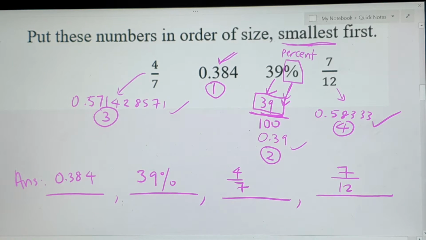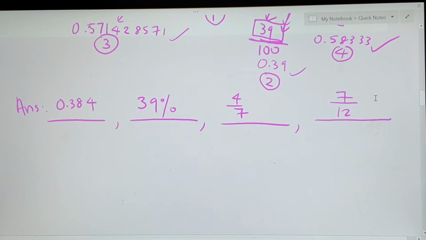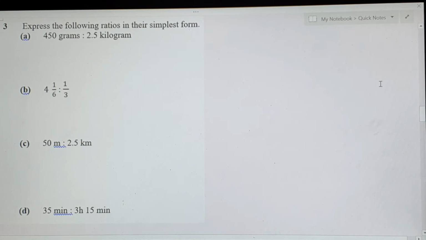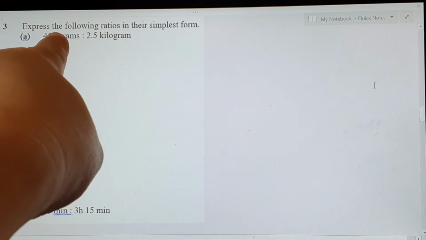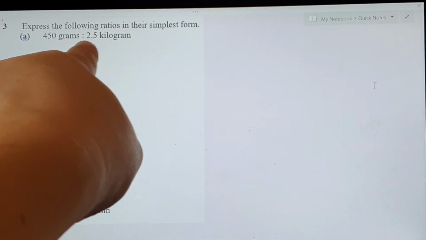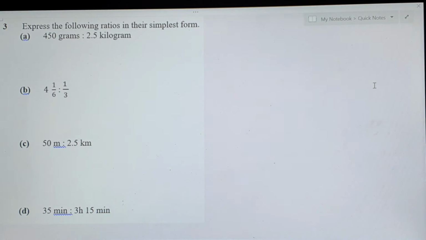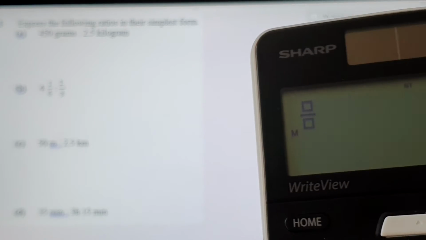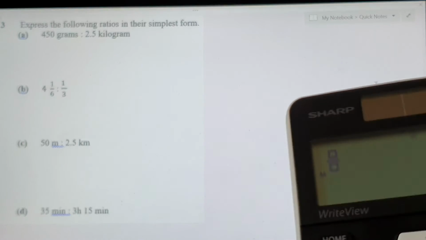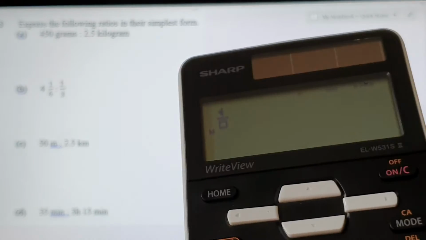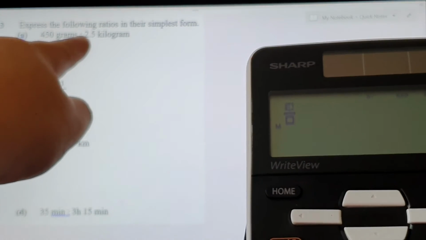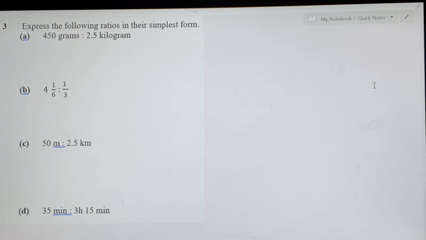Now we will do the next one. This one also uses a calculator, very easy. The important thing is that they always want to test you on conversion. So you see, if this is gram and this is kilogram, you cannot straight away key into the calculator 450 and 2.5. Cannot. So what must you do?